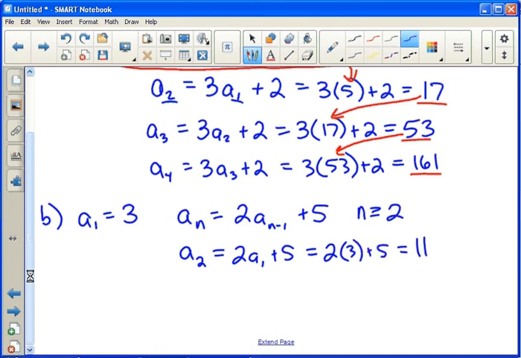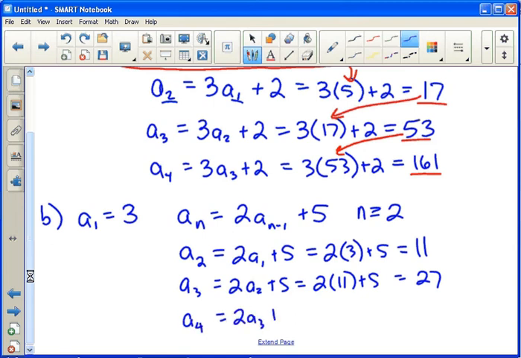So now I multiply my second number by 2 and add 5. That gives me 27. Then I just multiply my third number by 2 and add 5. And that gives me 59, I believe. So that's how you work with recursive sequences.